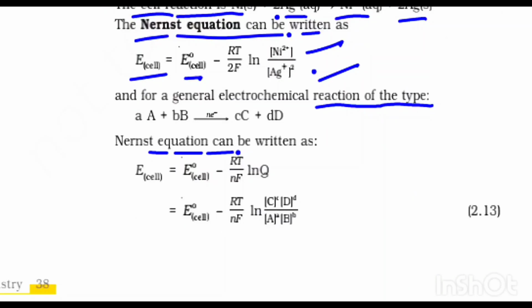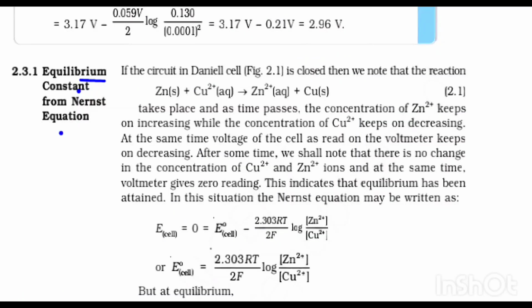For a general chemical reaction of the type A + B gives C + D, the Nernst equation can be written as E cell is equal to E naught minus RT by nF ln Q, that is, E naught minus RT by nF ln [C][D]/[A][B].